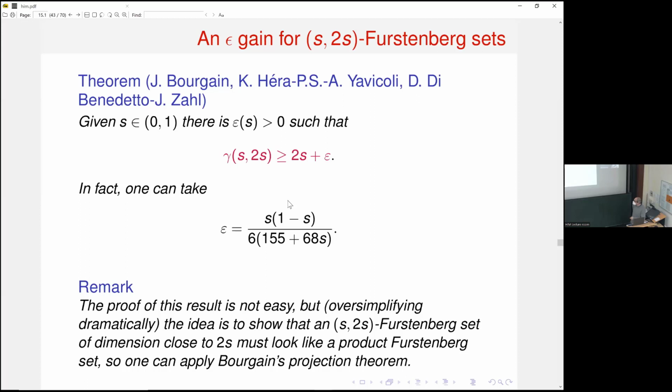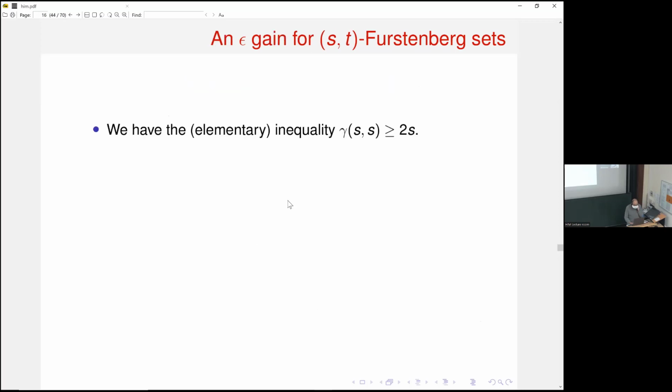Because when T is 2S, it turns out that if gamma of S,2S is very, very close to 2S, then the Furstenberg set does have to look like a product Furstenberg set, one of the very special Furstenberg sets from the previous slides. So this is morally what's going on. And once you have a product Furstenberg set, this is equivalent to the projection problem. And in the projection problem, we have Bourgain's projection theorem that gives you an epsilon gain. So that's sort of the origin of this epsilon gain here. This is difficult, but it strongly uses that T is 2S.